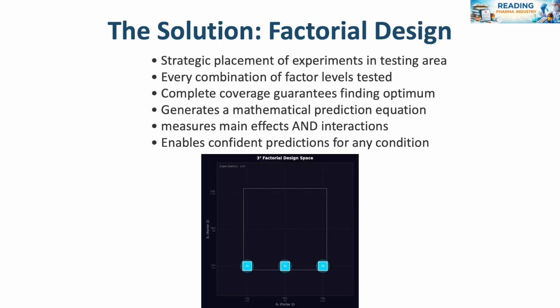So our solution is the factorial design, and this is a strategic way where we do the experiment in a very systematic way. Every combination of factor levels is tested, and we aim for coverage to ensure that we reach an optimum region. It generates a mathematical model or an equation, and it will measure the main effects and interactions. Altogether, it will enable us to reach a confident prediction for any kind of combination of variables.